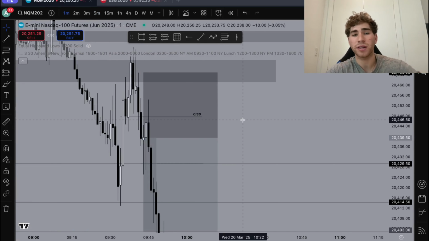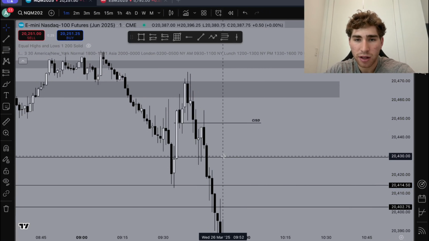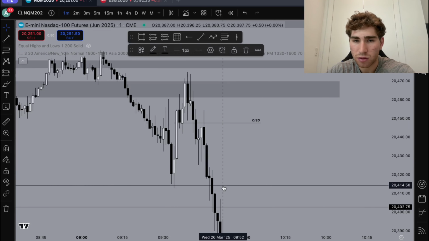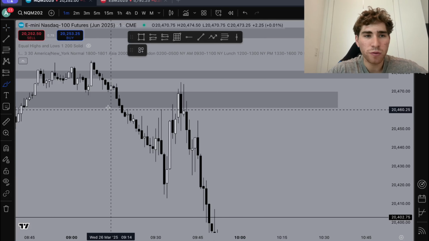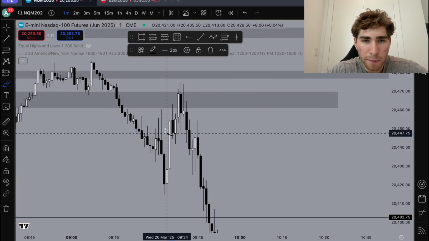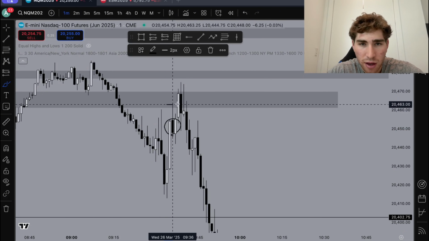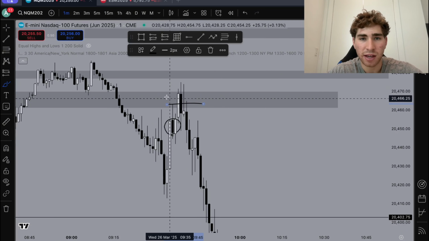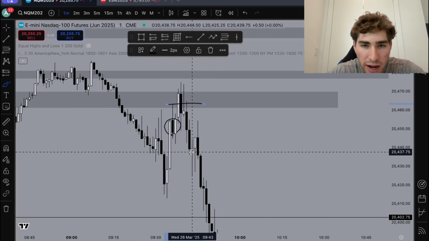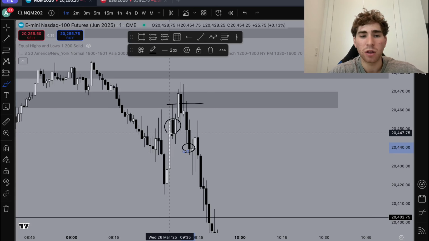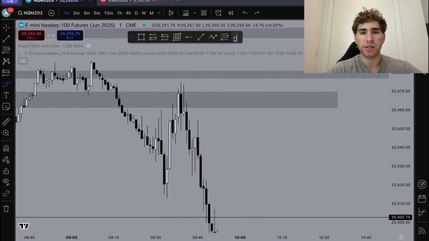Now we drop to the lower time frame, because I usually execute off the 1-minute time frame. What do we see here? Let's get rid of all these targets. Ignore these. We see a move to the downside, bearish candle close to the downside. Then what do we see? A sweep of buy side liquidity inside a higher time frame PD array, and then a candle closure below this candle's low.